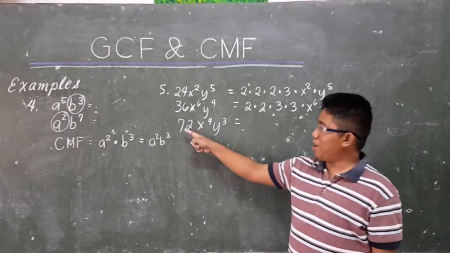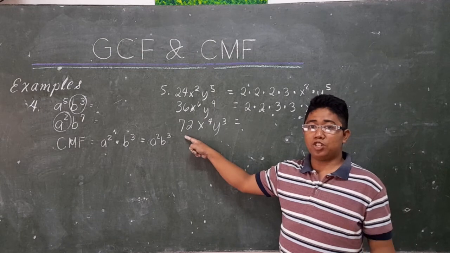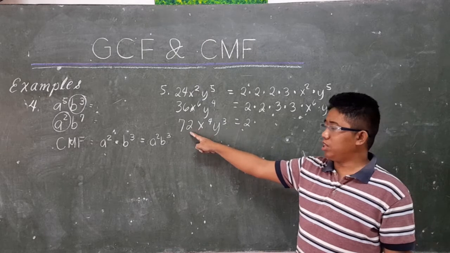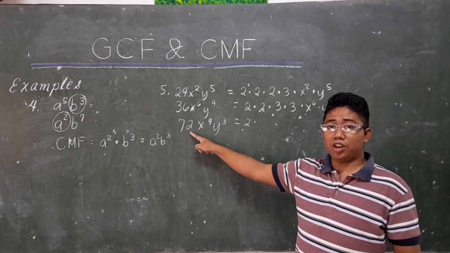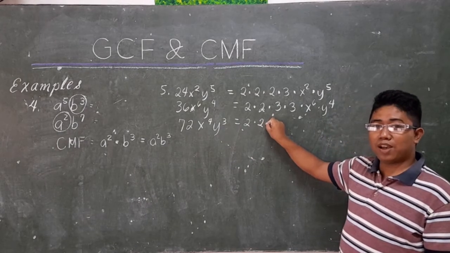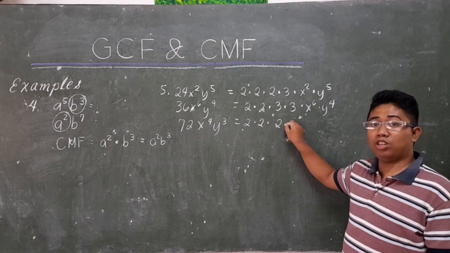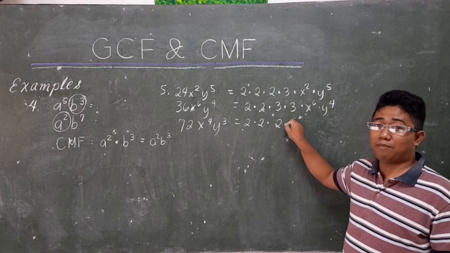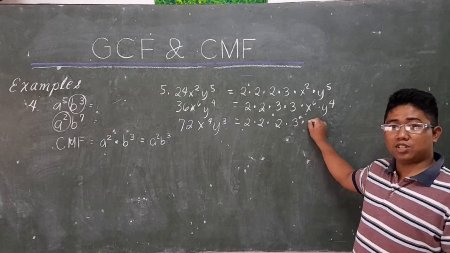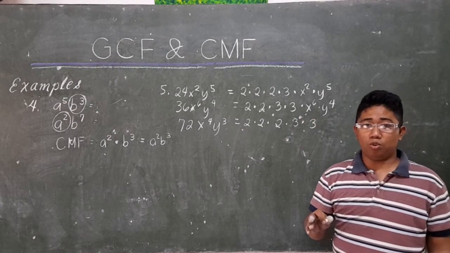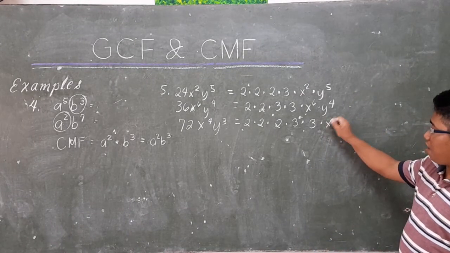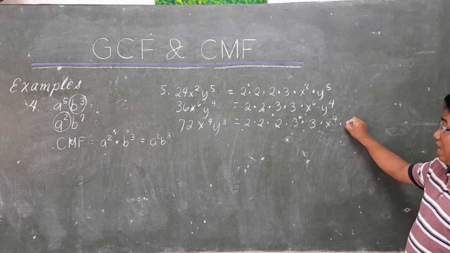So we are looking for the prime factors of 72. Same procedure, we start with 2. 72 divided by 2 is 36. 36 divided by 2 is 18. 18 divided by 2 is 9. 9 divided by 2 cannot be, so proceed to the next prime number, 3. 9 divided by 3 is 3. 3 divided by 3 is 1. So 1 is the quotient, so no need to express it. Then copy the exponents with the variables: x to the power of 4 and y cubed.